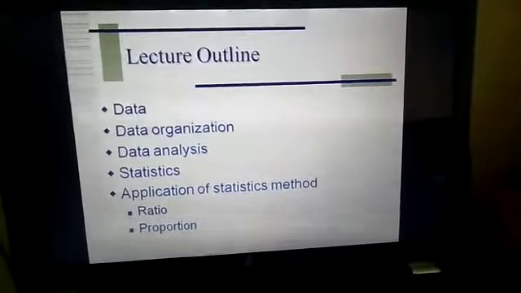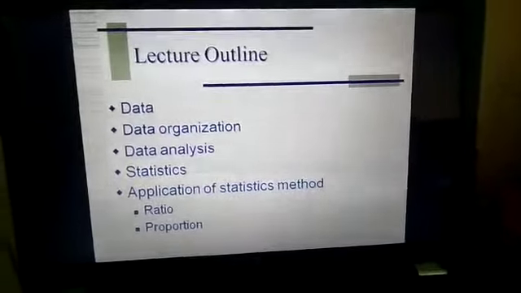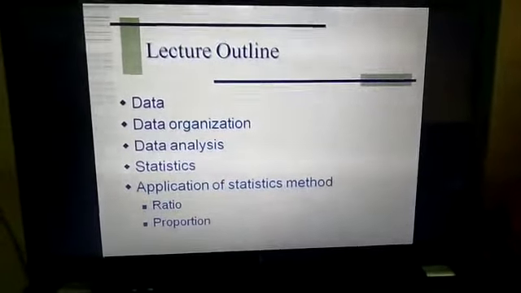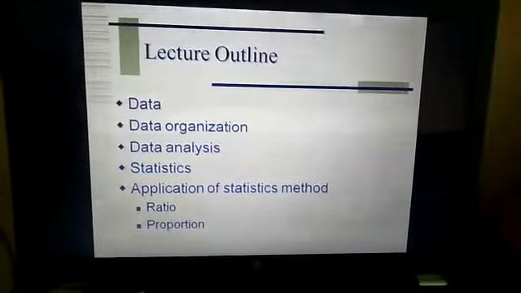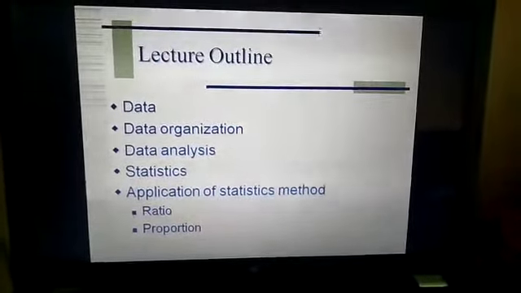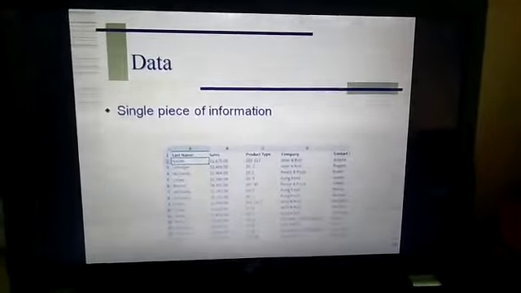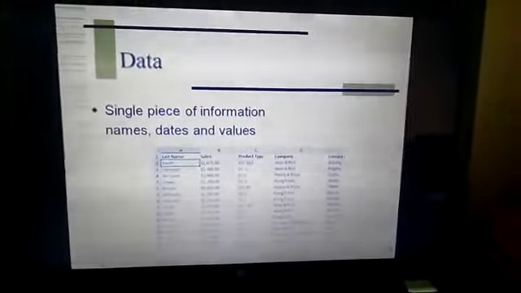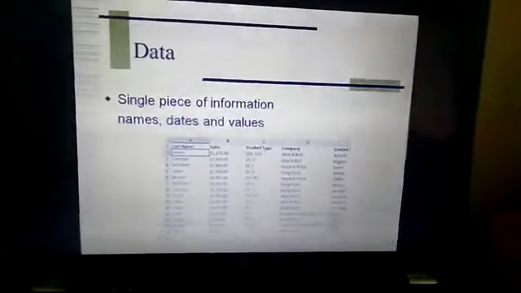The lecture outline includes what is data, data organization, data analysis, statistics, and application of statistical methods that are proportion and ratio. Now, what is data? Data is a single piece of information, for example, names, dates, and values.